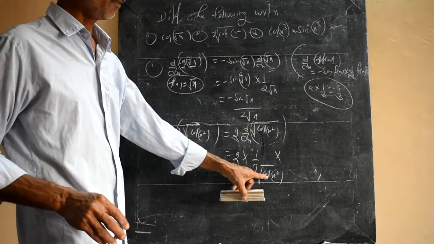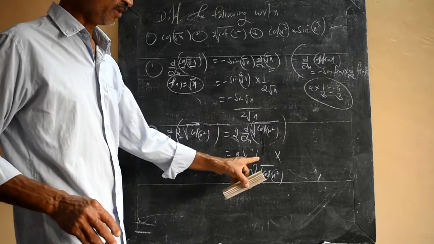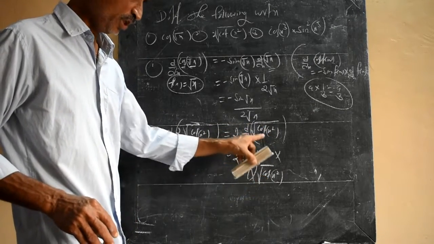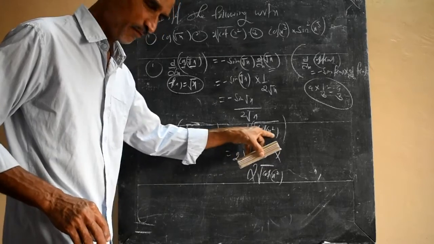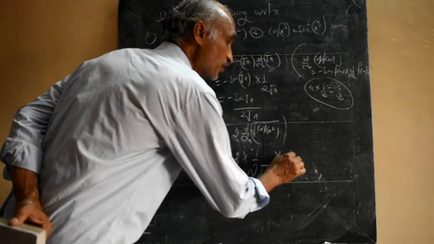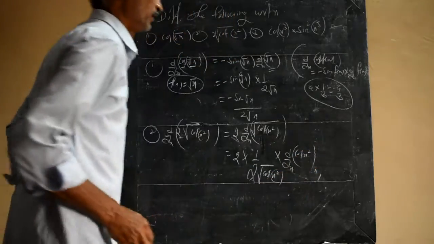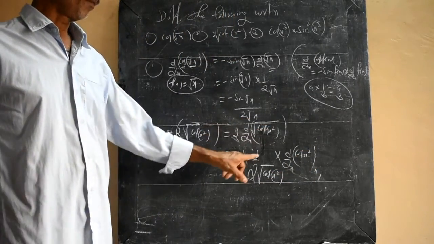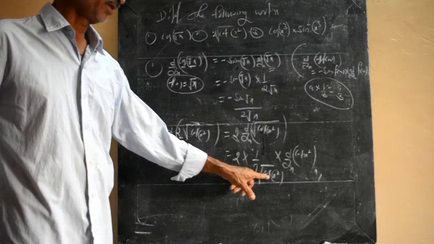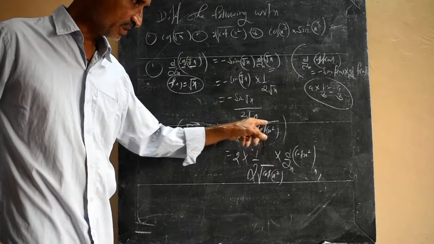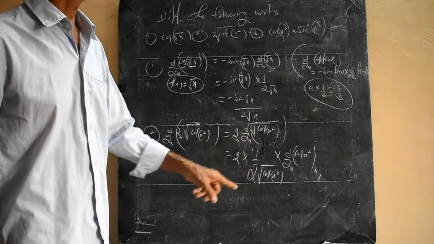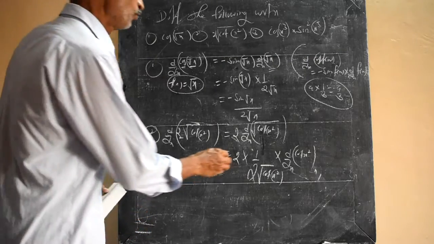What is the differentiation of f of x? Root f of x differentiation is 1 upon 2 root f of x into d by dx of the inside f of x. f of x is cot x square, so into d by dx of cot x square. The 2 cancels.